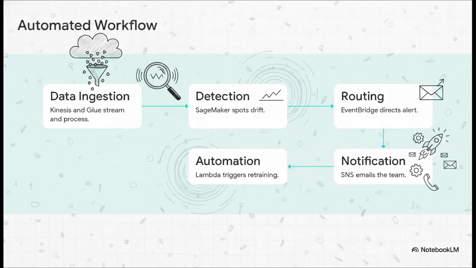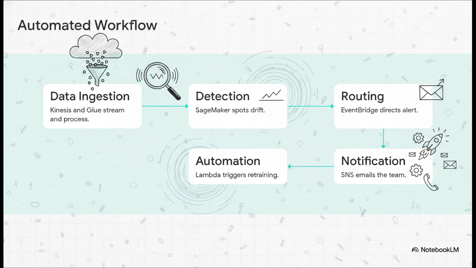So let's put it all together. Imagine a wave of demographic drift hits your live customer data. Here's exactly how the workflow plays out. Step 1. Kinesis streams the incoming data and Glue preprocesses it. Step 2. SageMaker Model Monitor compares that fresh data against the baseline and spots the drift. Step 3. EventBridge catches the alarm from CloudWatch and routes it.